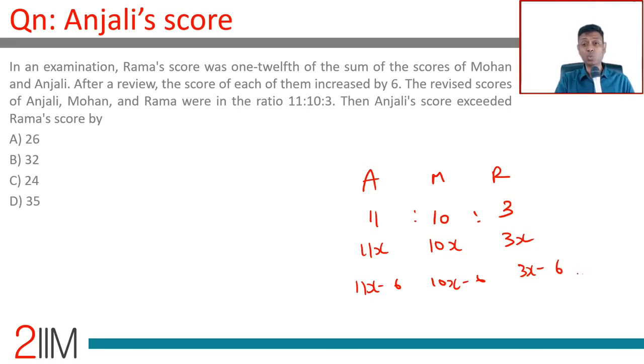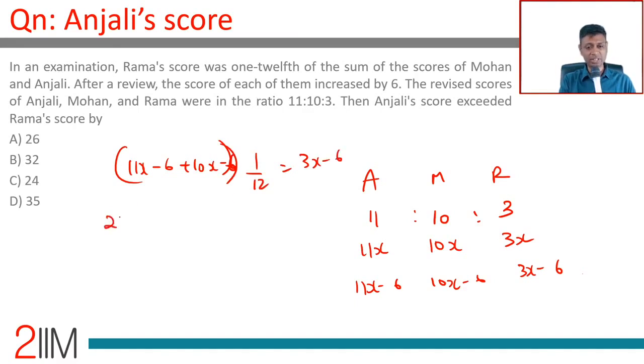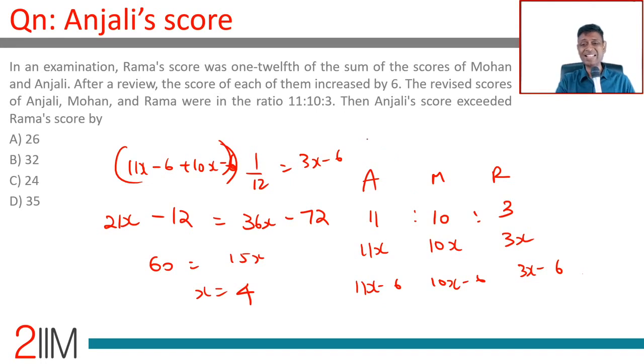Now Rama's score was 1/12 the sum of Mohan and Anjali. So 11x minus 6 plus 10x minus 6, into 1/12, is 3x minus 6. 11x plus 10x is 21x minus 12 equals 36x minus 72. 60 equals 15x, or x is 4. Or Anjali after revision scored 44, Mohan 40 and Rama 3 into 4, 12.